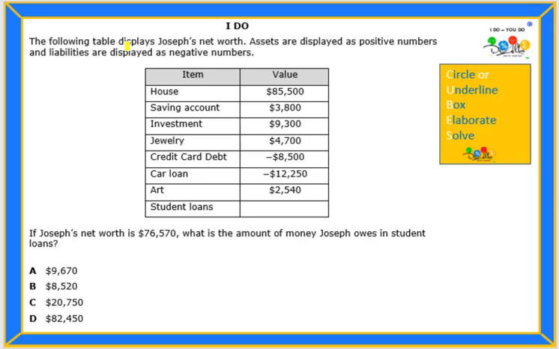The following table displays Joseph's net worth. Assets are displayed as positive numbers, and liabilities are displayed as negative numbers. If Joseph's net worth is $76,570, what is the amount of money Joseph owes in student loans?